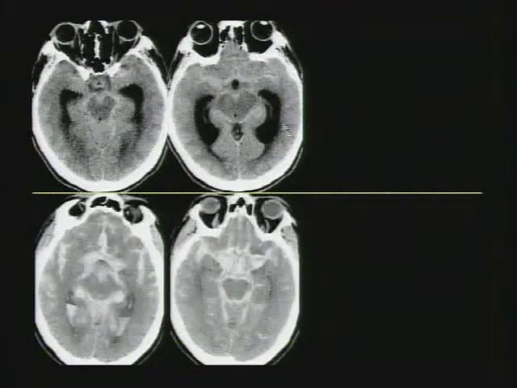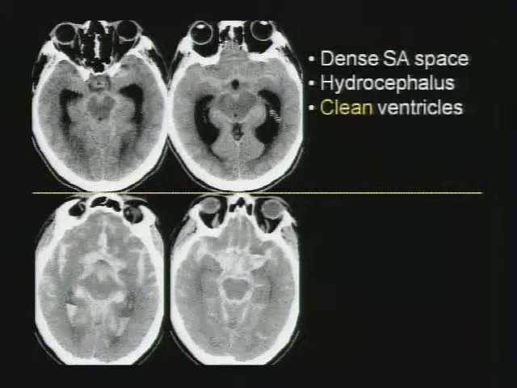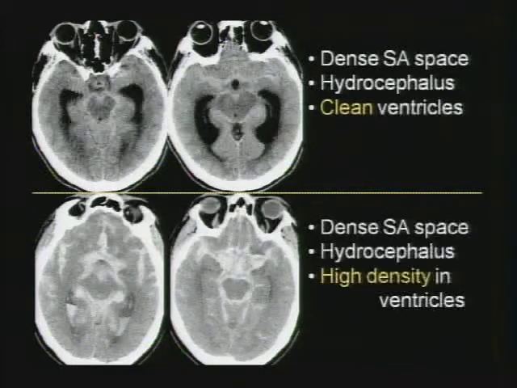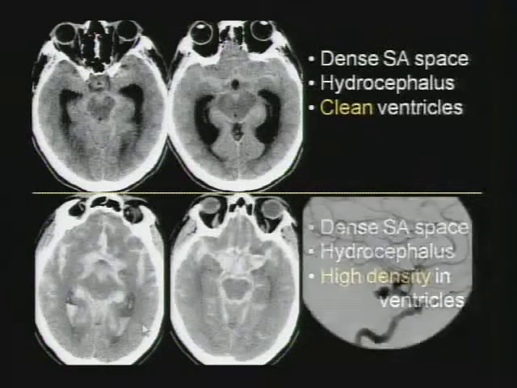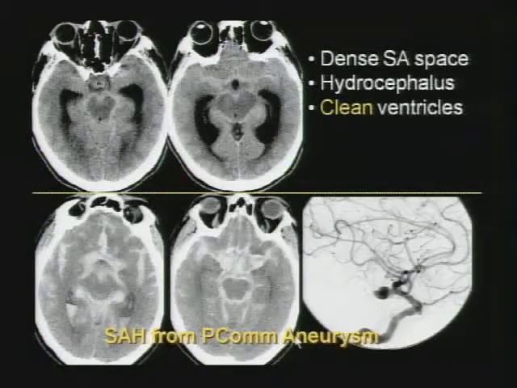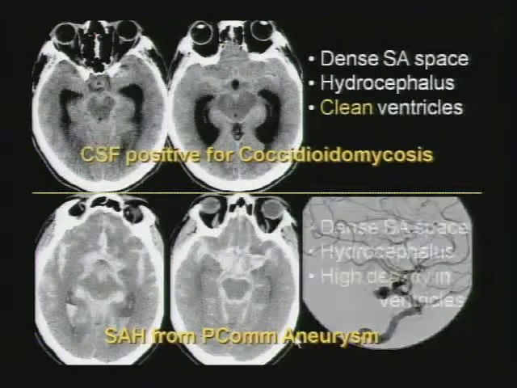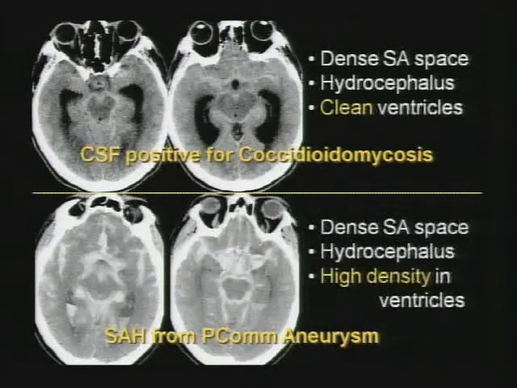So that's why I want to show you this is our patient, and this is a comparison case. Our patient has dense subarachnoid space. They have hydrocephalus, but they have clean ventricles. There is no density in the ventricles. Compare that to this patient with dense subarachnoid space, hydrocephalus, and the high density layering in the ventricles. This is a subarachnoid hemorrhage from a PCOM aneurysm. Our patient has CSF positive for Cocci, and this is fungal infection in the subarachnoid space mimicking a subarachnoid hemorrhage.